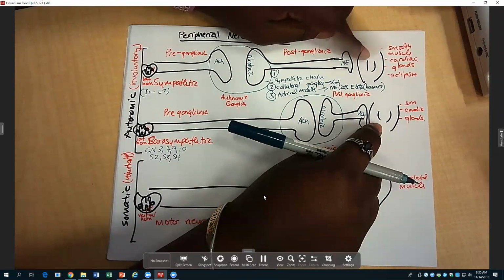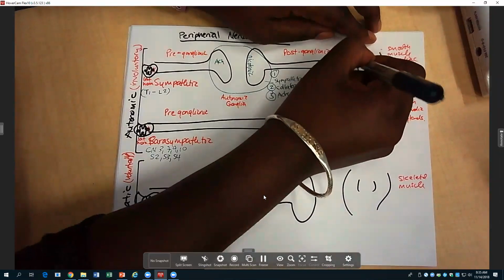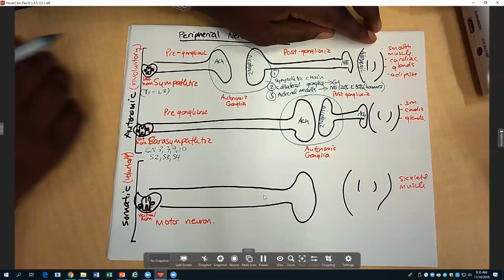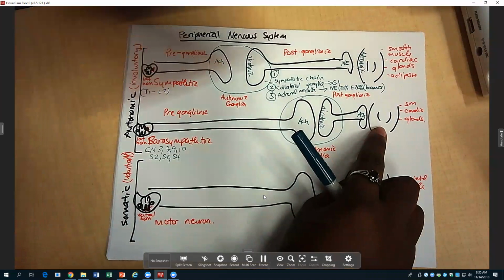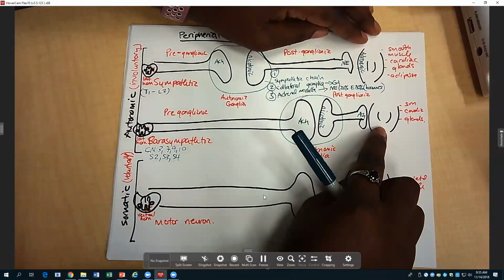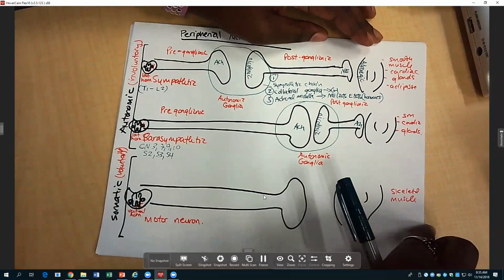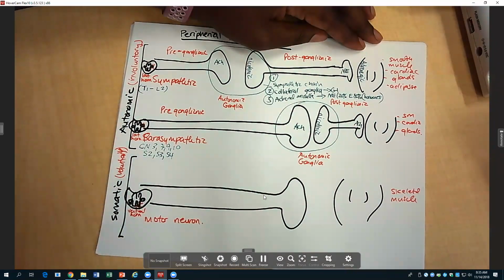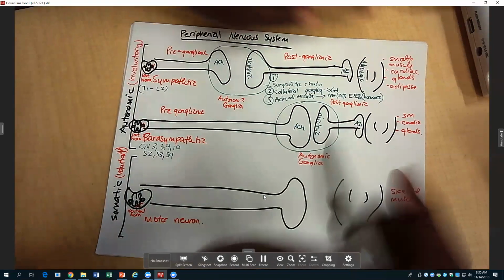What were they? Adrenergic receptors, right? These were called adrenergic receptors. And what were the receptors on the parasympathetic side? Muscarinic, cholinergic. So they were also cholinergic because they're going to bind acetylcholine, but they were a different type of cholinergic. These were muscarinic.